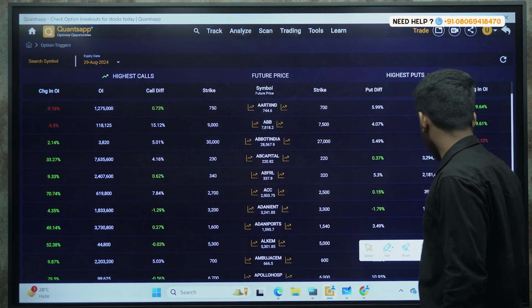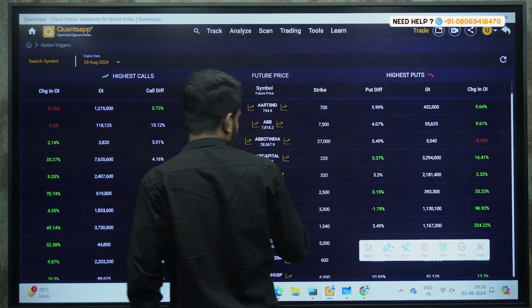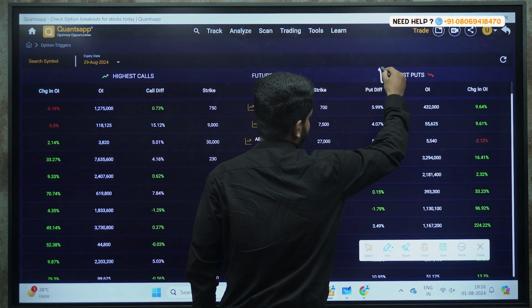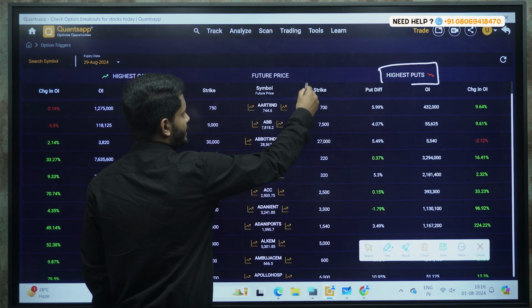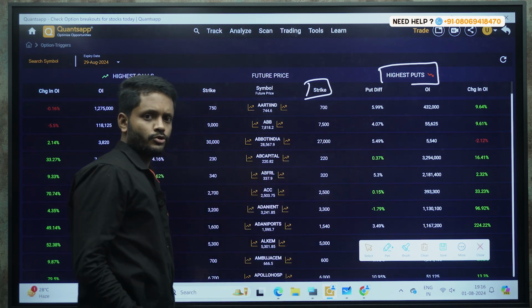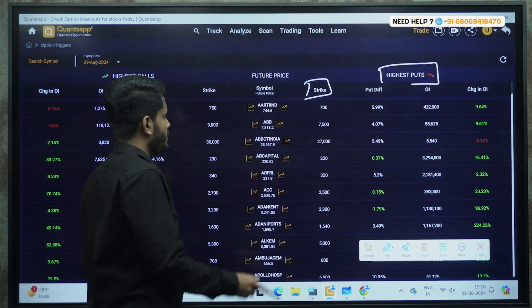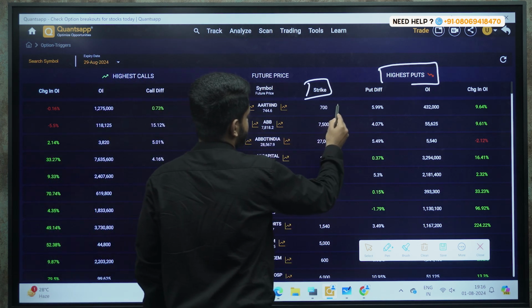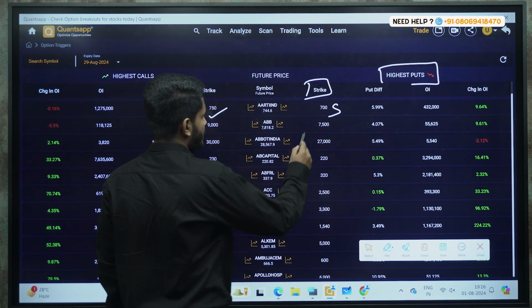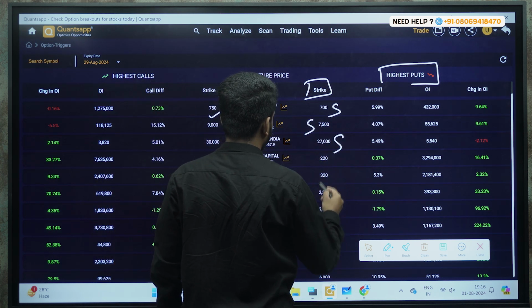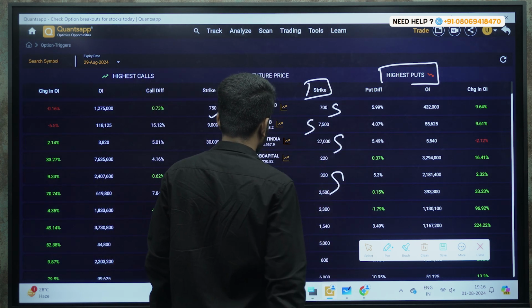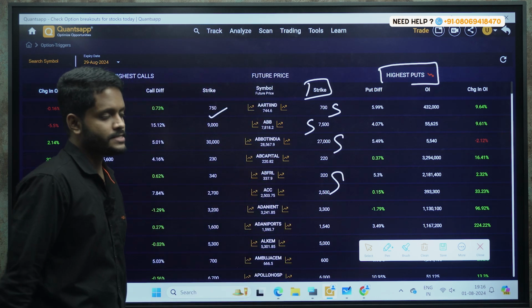Okay, and now let's go to the right hand side, that is the highest put side. Again here there is a strike, so you might have guessed already what this will be. As this is resistance, this is support levels. For ABB, support is 7,500. For About India, 27,000. ABFRL 320. Correct? So these are the support levels.